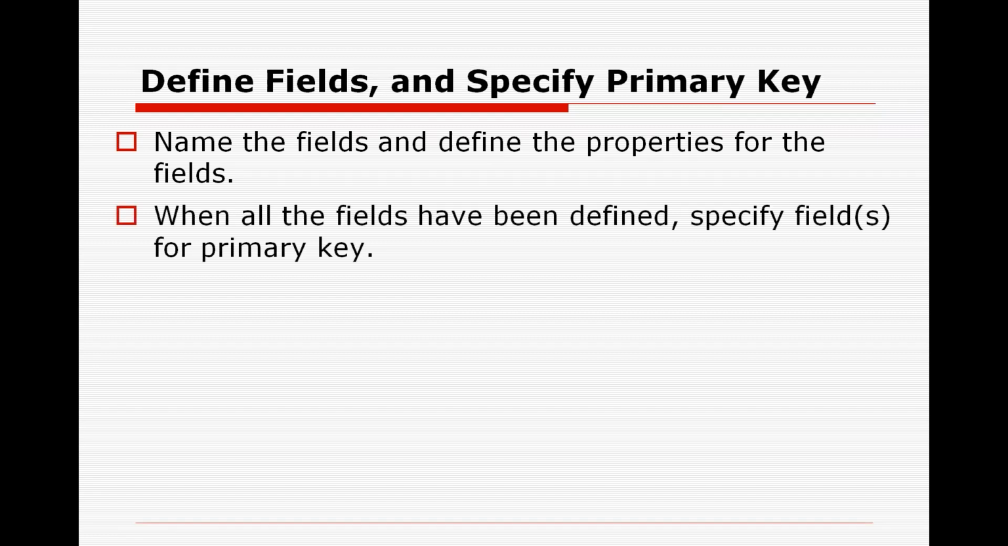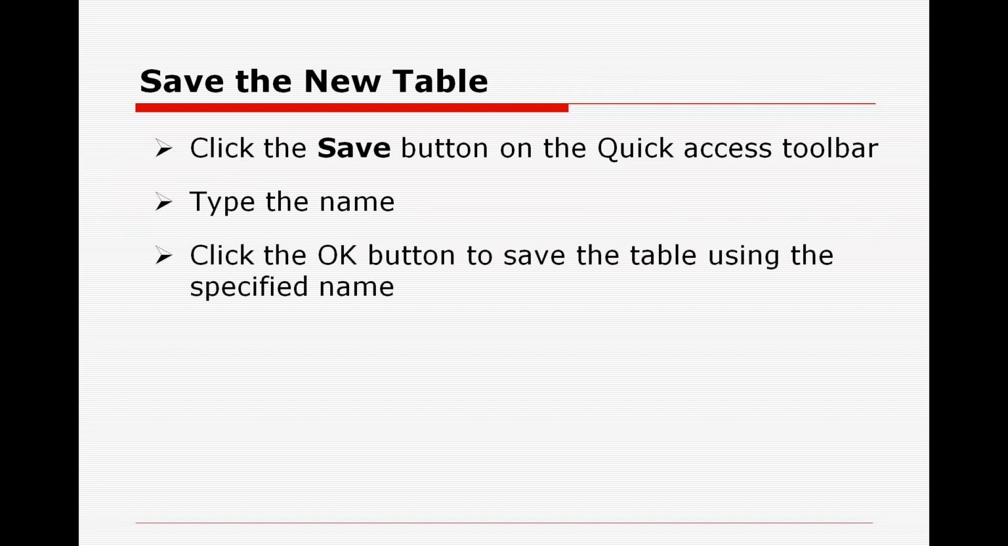When all fields have been defined, specify the field for the primary key, right? That is important. If you have not defined a primary key, the system will ask to set one automatically, right? Then you will experience it when you do the practicals, right? Then you can save your table. Click the save button on the quick access toolbar. Then you can type your name for the table. Click OK.